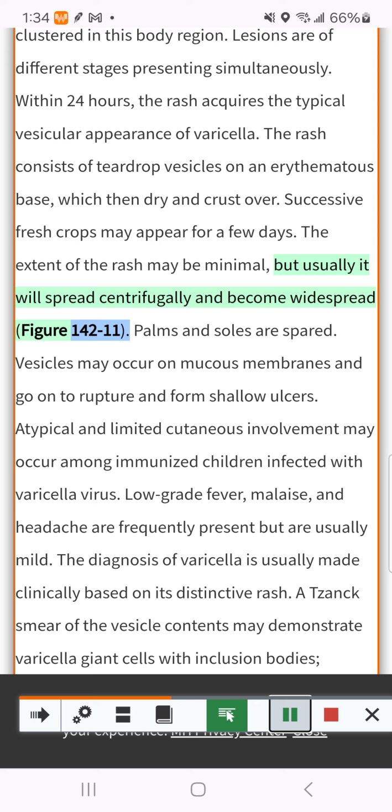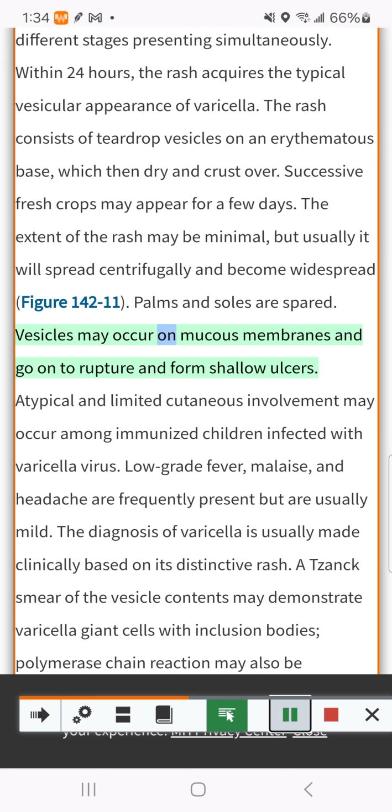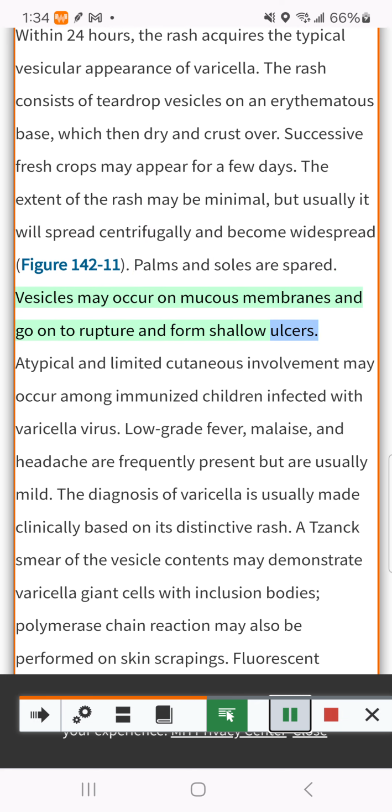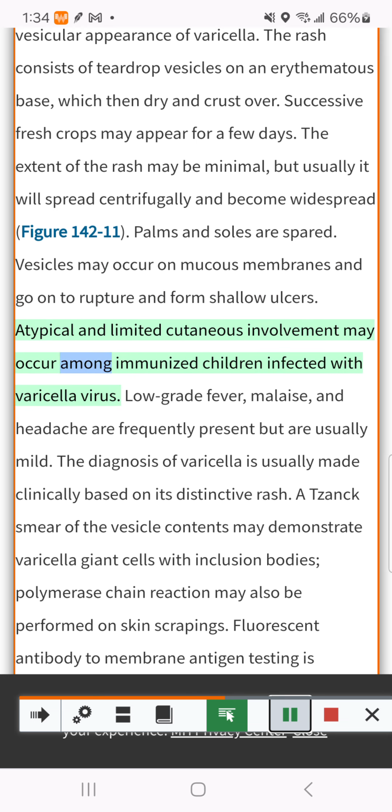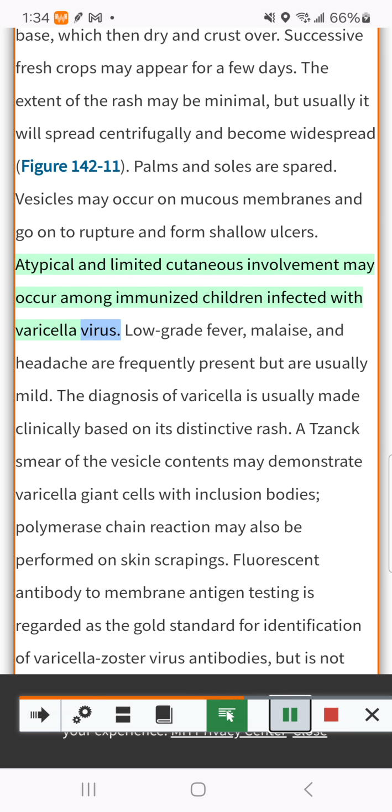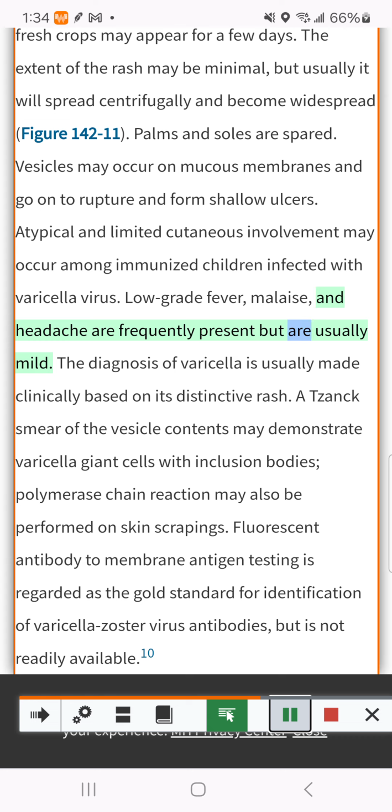Figure 142-11. Palms and soles are spared. Vesicles may occur on mucous membranes and go on to rupture and form shallow ulcers. Atypical and limited cutaneous involvement may occur among immunized children infected with varicella virus. Low-grade fever, malaise, and headache are frequently present but are usually mild.